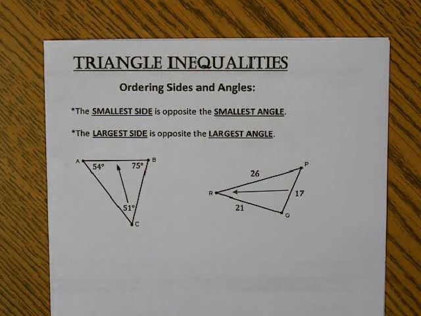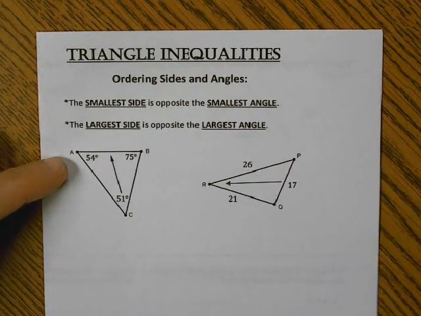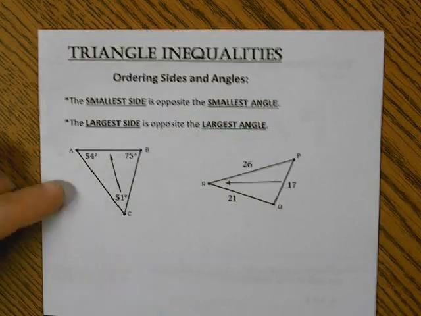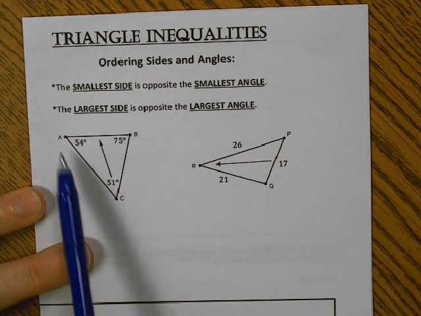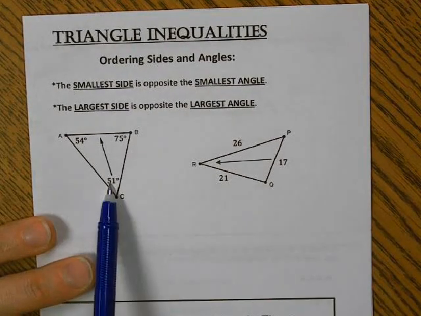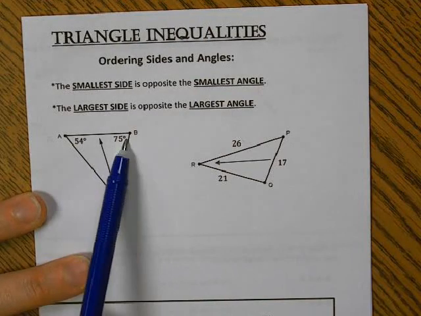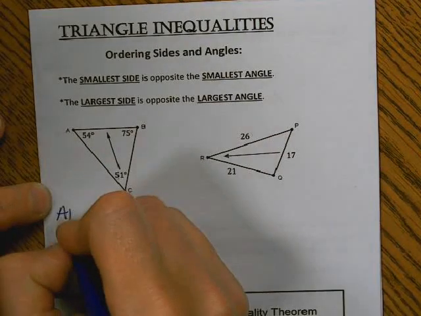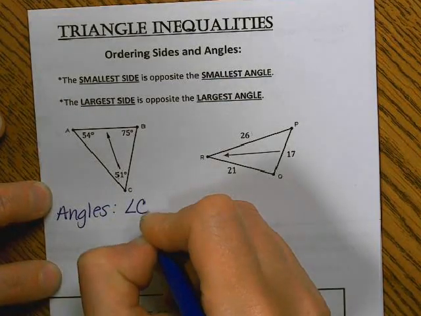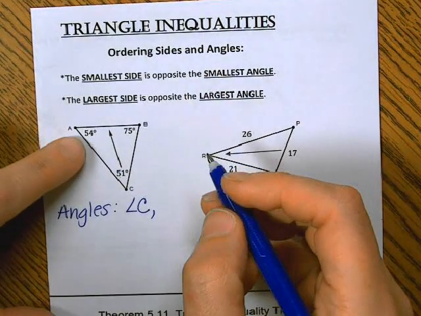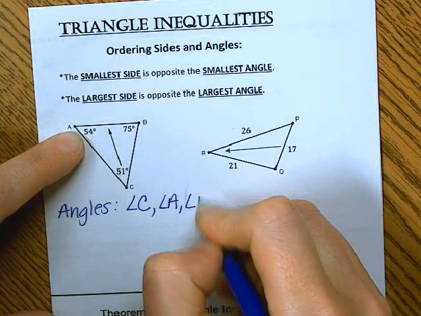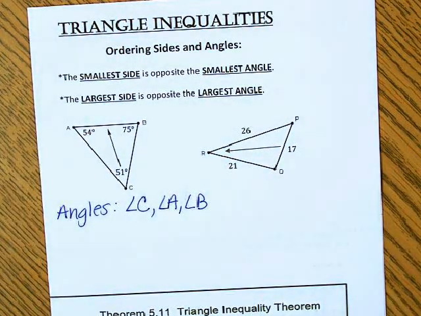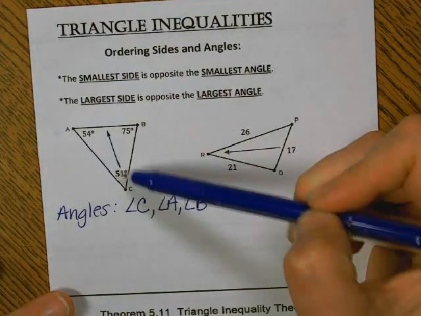First of all, they ask us to order the sides of a triangle and the angles of a triangle. And this is really easy once you know what you're doing, okay? To order the angles, it's kind of obvious if they're all given to you. You can tell this is the smallest angle, this is the middle angle, and this is the biggest angle. So if we're ordering the angles, we're going to say angle C is the smallest, angle A is the middle, and angle B is the biggest.